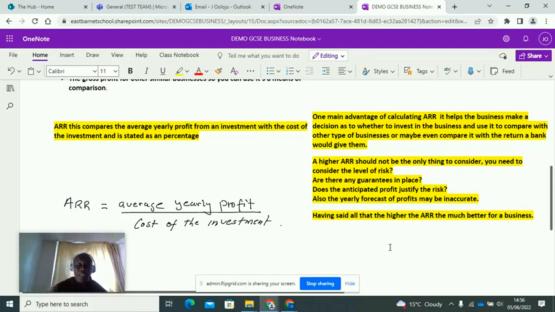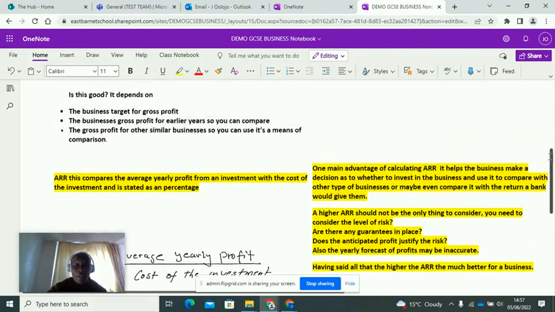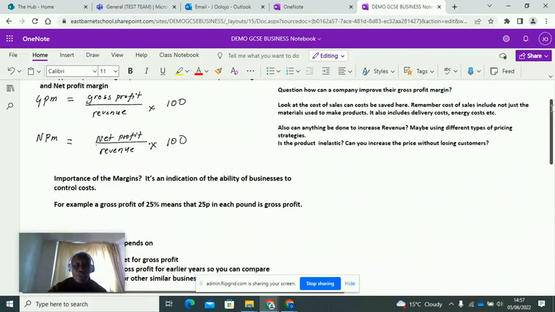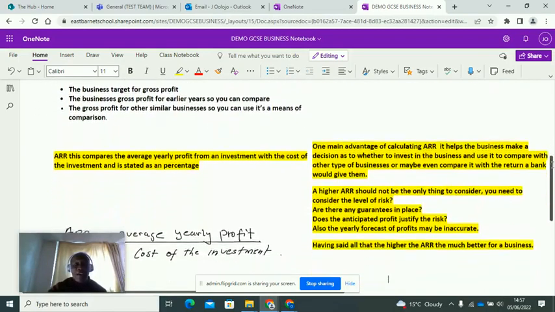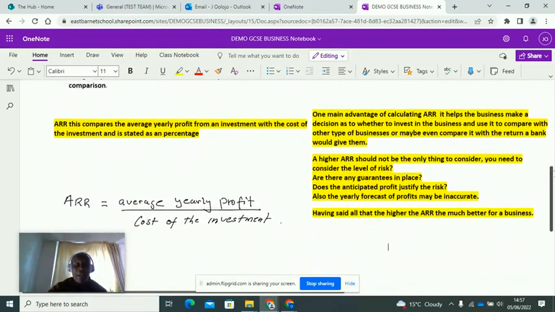So in other words, does the anticipated profit justify the risk? You've got to weigh that up. And also the yearly forecast of profits may be inaccurate. So you need to bear that in mind. Having said all that, obviously the higher the ARR, the much better for a business. So those are the kind of things you need to know. These are very, very important formulas. It's definitely going to come out in your exams. You're definitely going to get gross profit margin, net profit margin, ARR. They are very, very likely to come out in your exam.